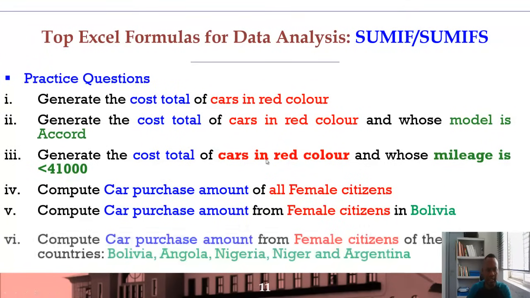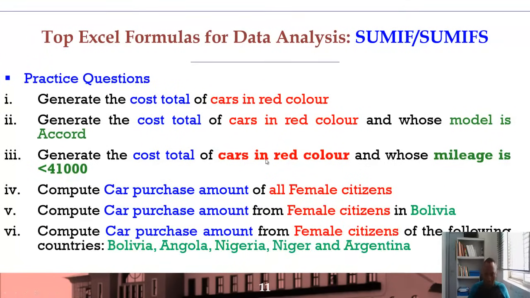Okay, let me see the next. Now, compute car purchase amount from female citizens of the following countries: Bolivia, Angola, Nigeria, Niger, Argentina. How many conditions do I have? Female citizen, that's a condition. Countries: Bolivia, Angola, Nigeria, Niger, Argentina. How many conditions do I have? 1, 2, 3, 4, 5, 6, 7.